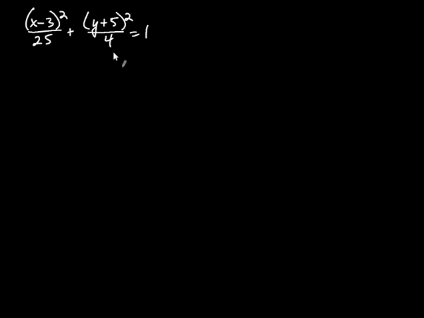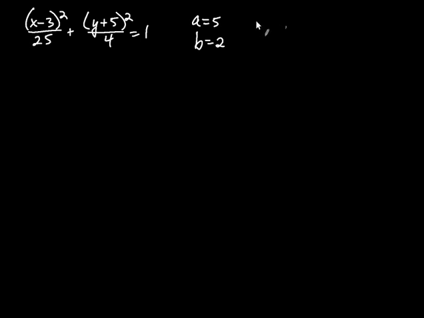Okay, so there are a few things to note. The larger number tells you your a. So in this case, a is equal to 5. The square root of the larger number is a, and the square root of the smaller number is b. So a is 5, b would be 2, and then recall that there's a relationship between a and b that'll give you c.